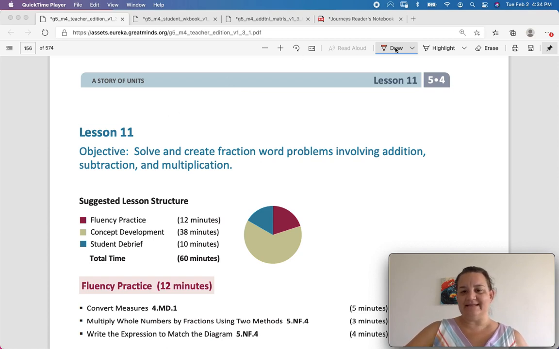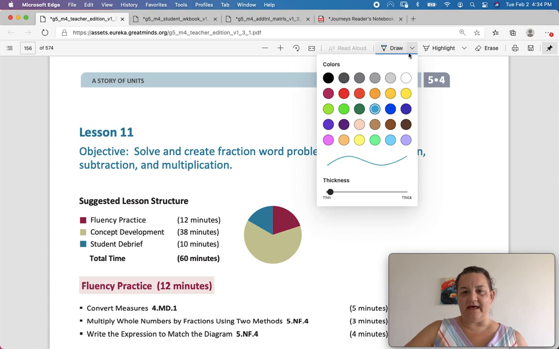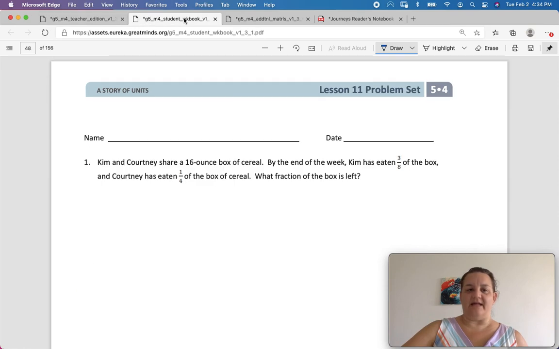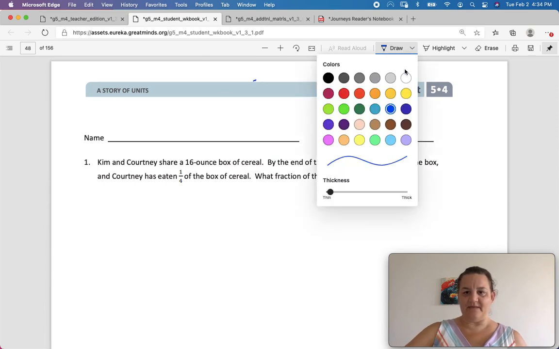So today's lesson is Lesson 11, and the objective is to solve and create fraction word problems. Word problems! I know how much you love word problems. They will have addition, subtraction, and multiplication in them. So let's get right to work, okay? Think about all the tools that we've been learning: tape diagrams and simplifying. So go straight to your Lesson 11 problem set. Write your name on the paper, please.